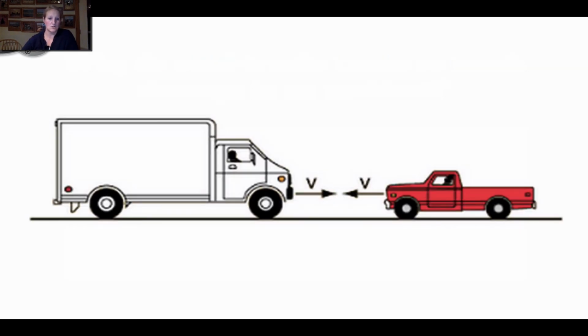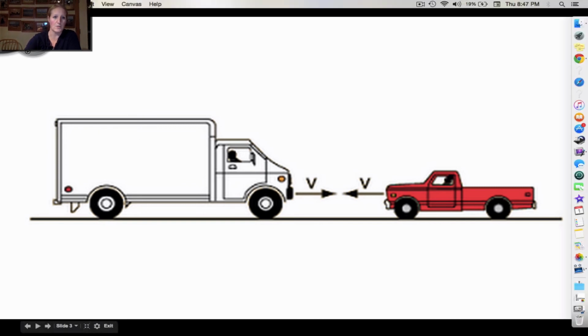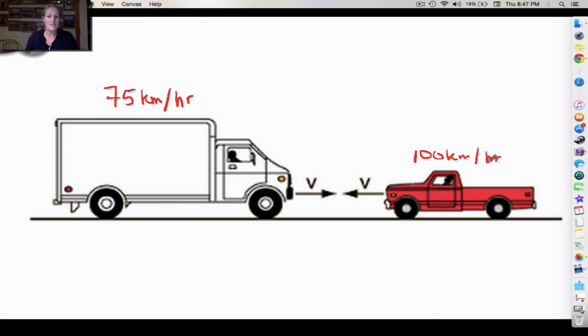Okay, so here's the situation in which we have a truck and a car. They have different weights, or different masses, I should say. Let's say that this truck is moving 75 kilometers per hour. We're going to stick to those kilometer measurements. And this car right here has much less mass, much less matter in it, and is moving at 100 kilometers per hour. If they do in fact collide, which one is going to be more damaged?